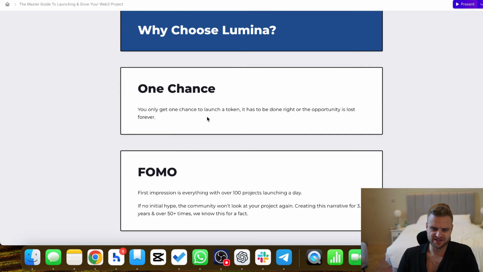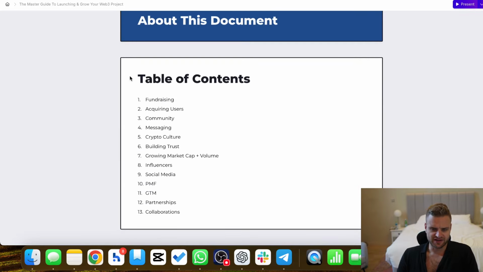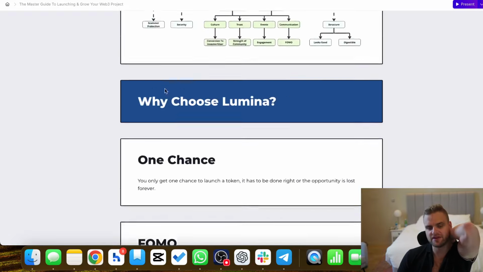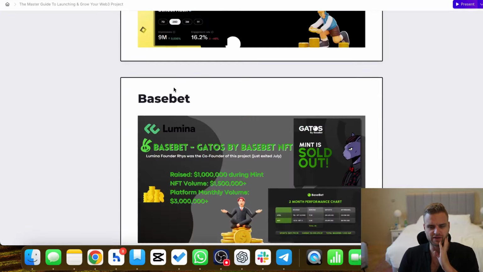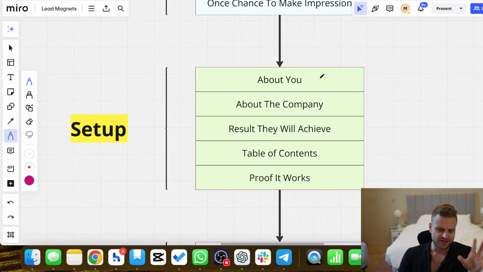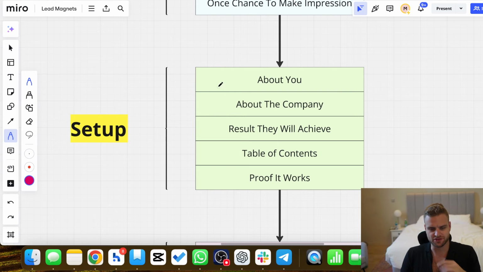You have one chance to launch your token. You've got to create FOMO. You have to do all that kind of stuff. And then here is the table of contents. So everything they're going to learn is up here: the table of contents, proof that it works, and about us. You don't need to put it in this order. You can think for yourself a little bit and use your best judgment.